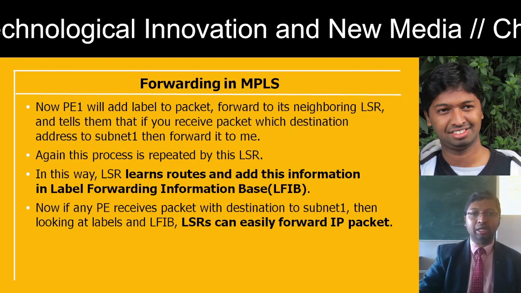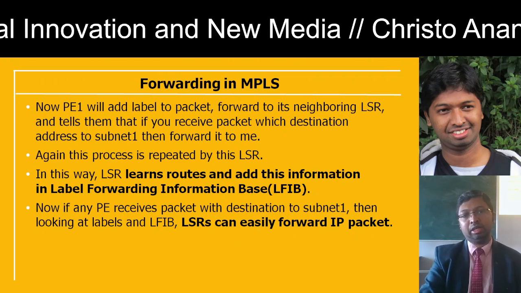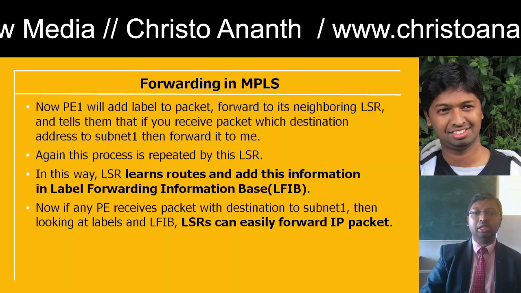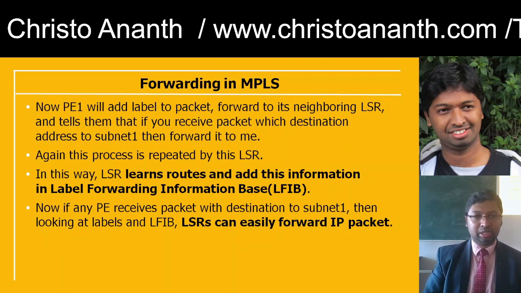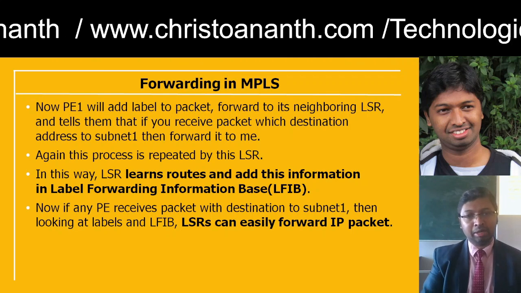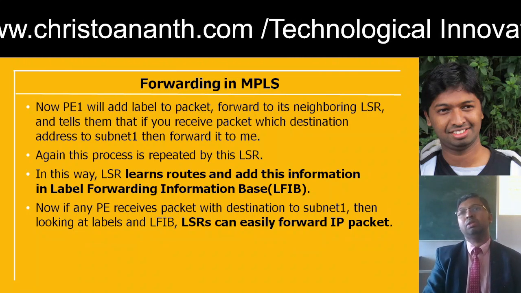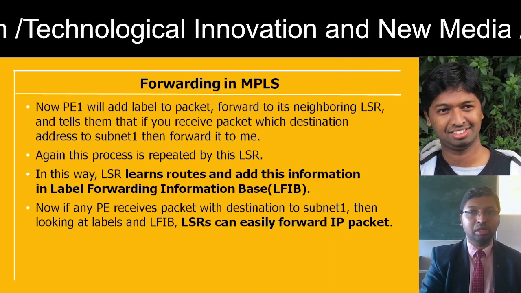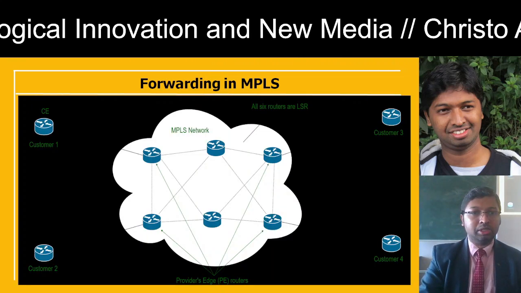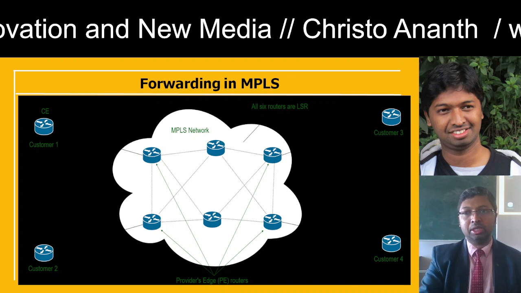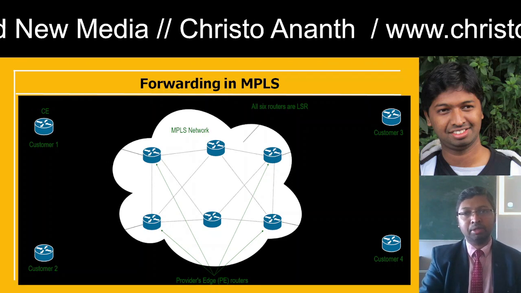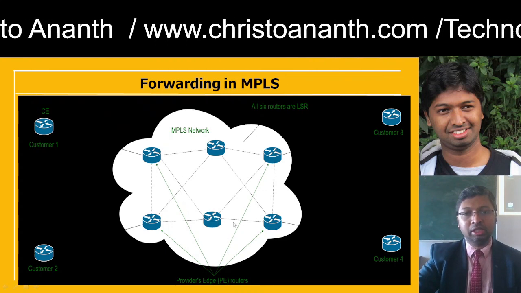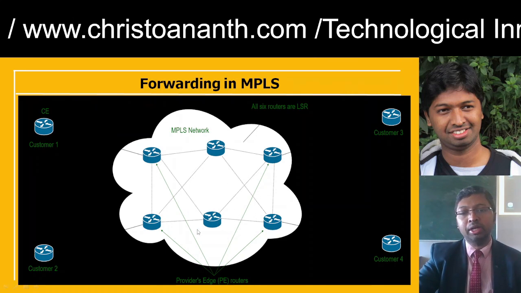So if any P router receives a packet with the destination of subnet one, then if you look at the label forwarding information base, the LSR can easily forward the IP packet. So these are customer 1, customer 2, customer 3, and customer 4. This is the MPLS network where all the 6 routers are LSRs. So everything is connected with the provider edge router.